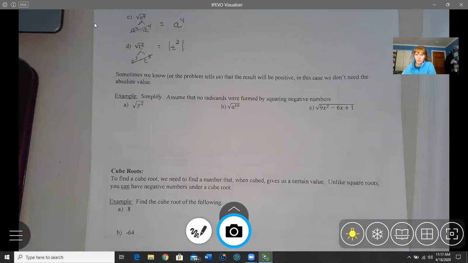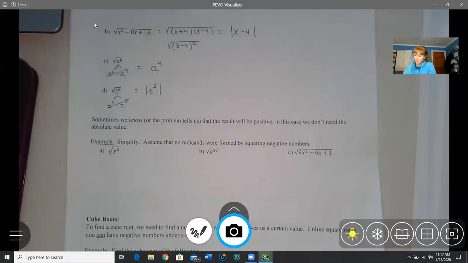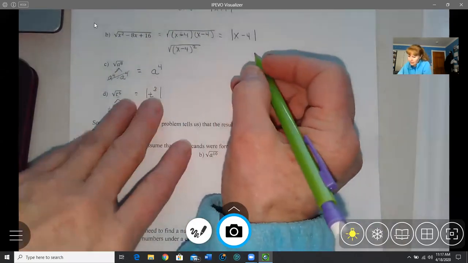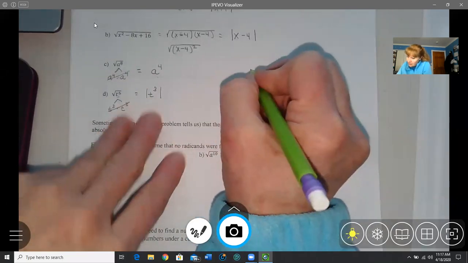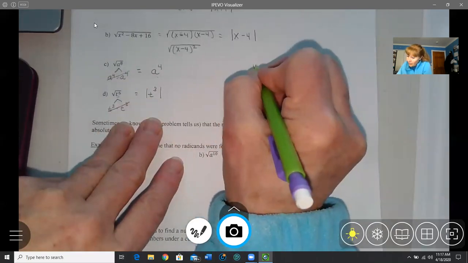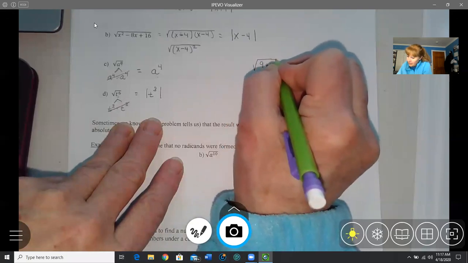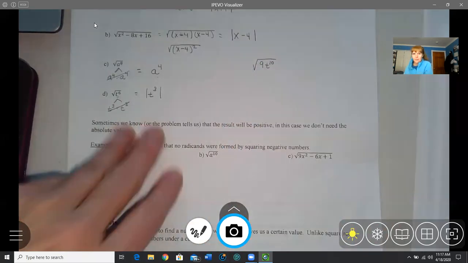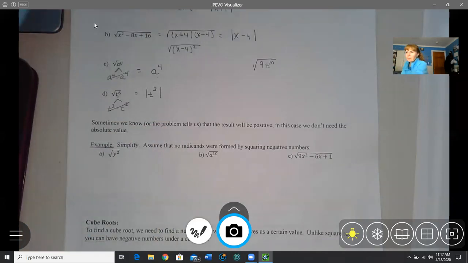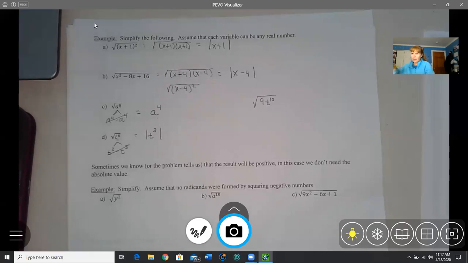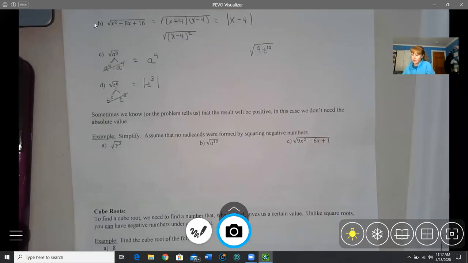Let's try one more. I'm going to go ahead and do one more before we talk about the next idea, which isn't really different than this one. Okay, let's say I had the square root of 9t to the 10th. All right. So I've got the square root of 9t to the 10th. I'm going to move this back just a little bit. I want my hand out of the way when I'm writing.